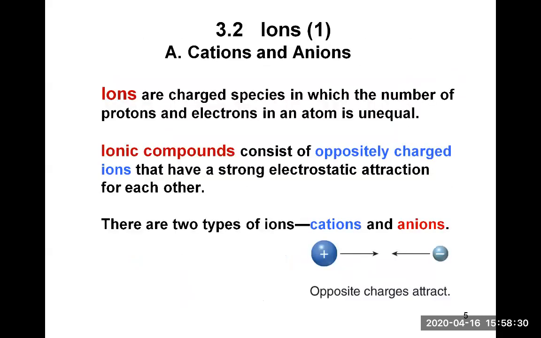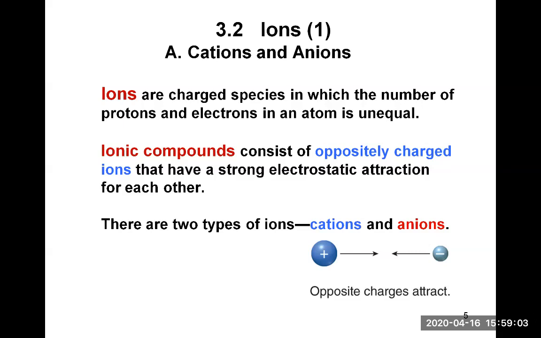So now we will focus on ionic compounds. This chapter is about ionic compounds, and ionic compounds are made of ions. There are 2 types of ions: positive ions and negative ions. The positive ions are called cations, and the negative ions are called anions. And so, more generally, they are called ions.